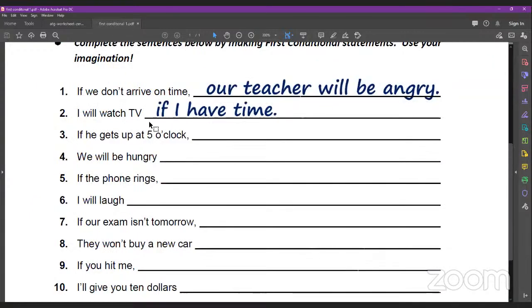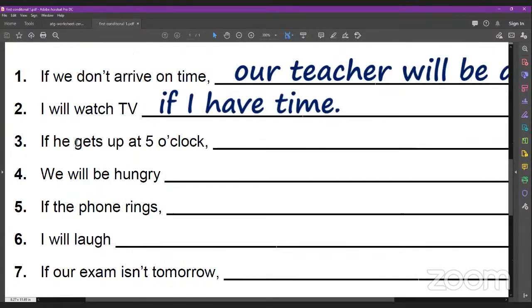So you keep working. Remember, guys, I want you to complete. The number 3 is the conditional. So you need the consequence. La 3 ya está la condicional, ya está la acción. Quiere decir que necesita la cláusula de consecuencia para esa acción. La cláusula de consecuencia es con el will. If he gets up at 5 o'clock, si él se levanta a las 5, what is the consequence? So you write. In the number 4, we have the consequence, so we need the conditional clause.